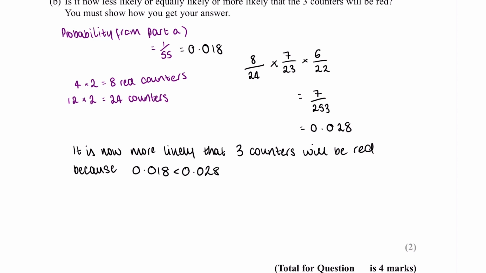Now this question's worth 2 marks. We'll get our first mark for choosing a larger value for the number of counters in the bag, and we'll get our second mark for our summary statement, in which we stated that we are now more likely to have 3 counters that are red.